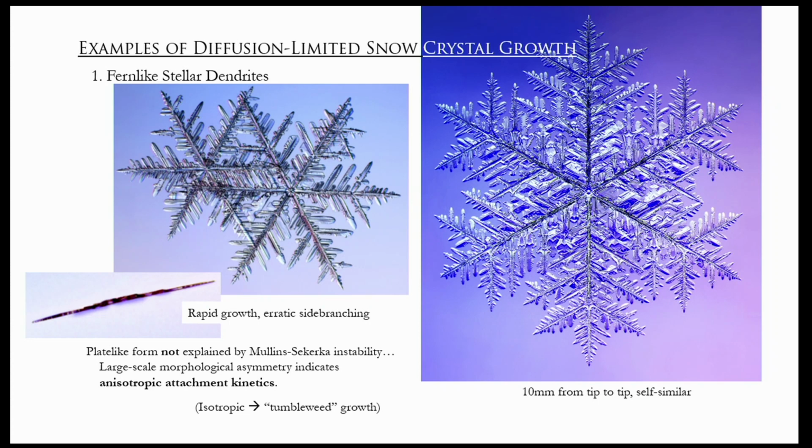All right, so let's look a little at some examples of diffusion limited growth. We have fern-like stellar dendrites. Again, we saw these very thin and flat if you look at them from the edge. Rapid growth: the faster the growth, the more erratic the side branching. We always think of snow crystals as being symmetrical. These are not symmetrical. The side branches are very erratic. Just highly unstable growth.